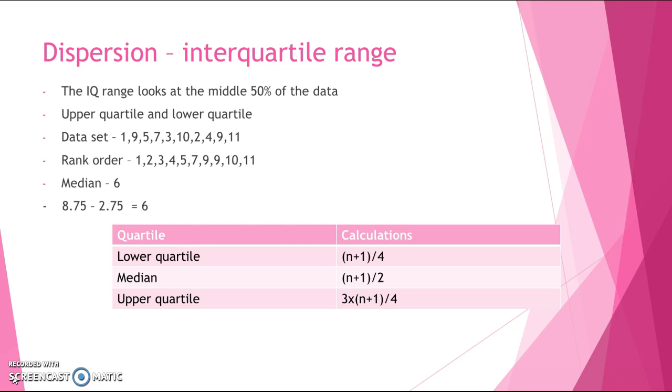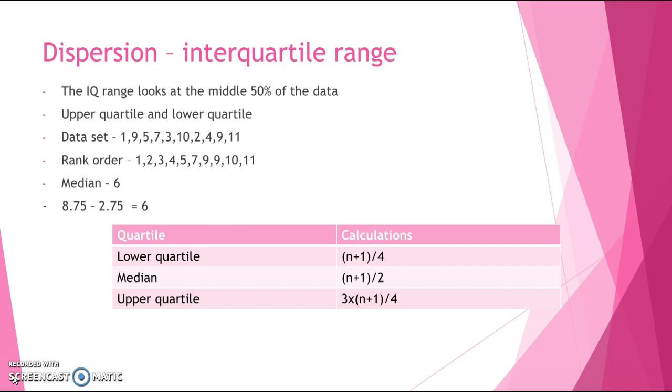There are 3 different equations that can be used to help the researcher work out the lower quartile, median and upper quartile. Firstly, looking at the lower quartile, this is worked out by using the equation shown on screen. The median is then worked out by the equation shown on screen, which is n plus 1 divided by 2. And finally, the upper quartile is worked out by 3 times brackets n plus 1 divided by 4.